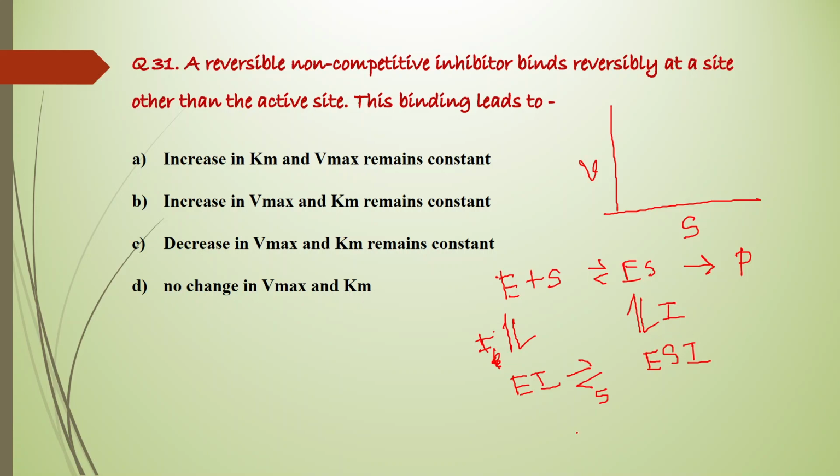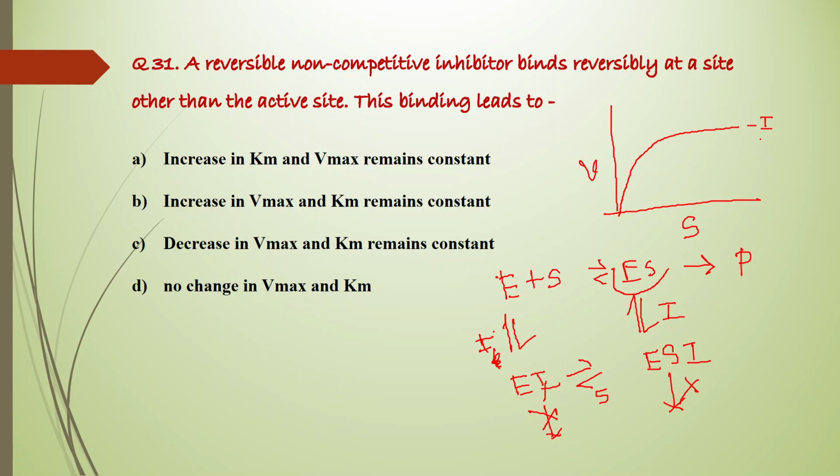So ultimately, both this EI and ESI are unable to give you any product. Only the enzymes which are binding with substrate will be able to give you the product. Okay, so this is our binding mechanism for non-competitive inhibitors, that they bind both with the free enzyme and the enzyme substrate complex. So let us go back to the Michaelis-Menten curve. This is what the curve looks like without inhibitor.